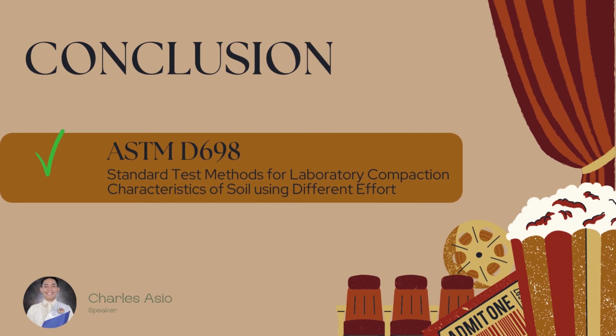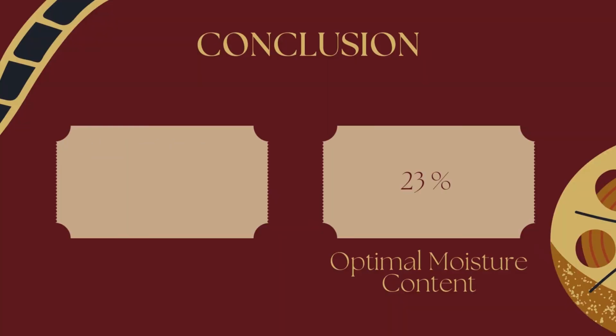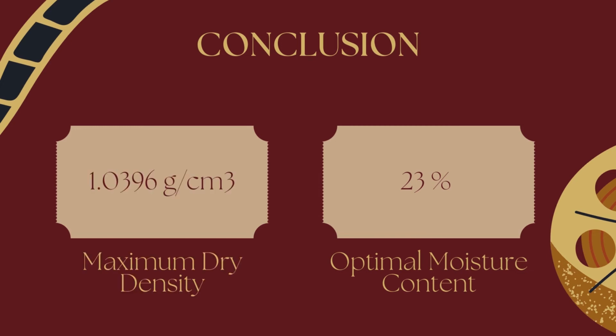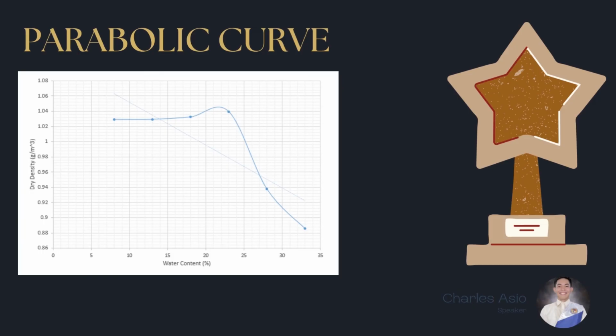The experiment's objective, which is to determine the optimum moisture content by standard Proctor test, was achieved. Based on the data and results, the maximum dry density, which is 1.0396 grams per cubic centimeter, was determined at the point the soil has 23% water content of its original mass. The desired result of a graph with parabolic shape was also met.